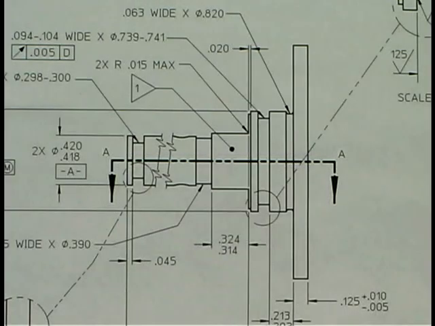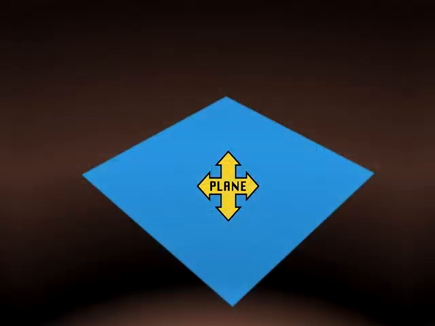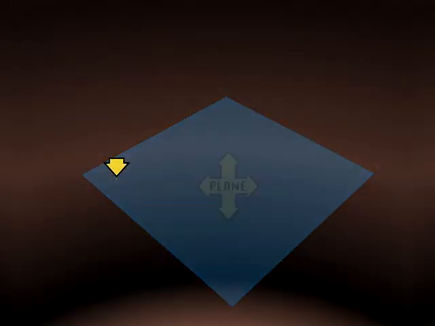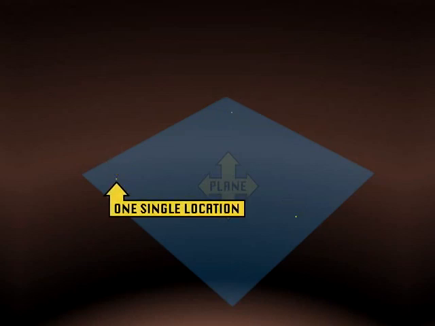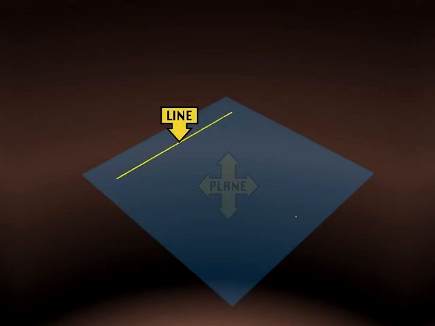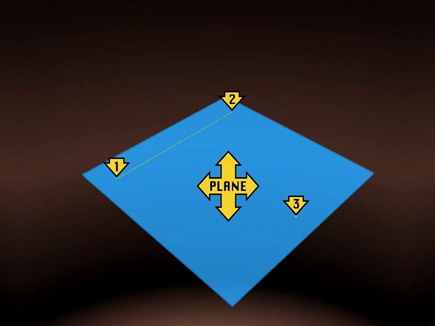In order to understand how a cutting plane line works with the section view it refers to, you must first understand the basic principles of a plane. A plane is a flat surface. At least 3 points are needed to define a plane. In this example, you can see that a point identifies one single location. A line can be defined by specifying 2 points. A plane can be defined by specifying 3 points.